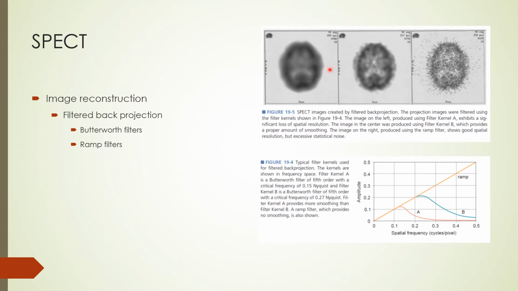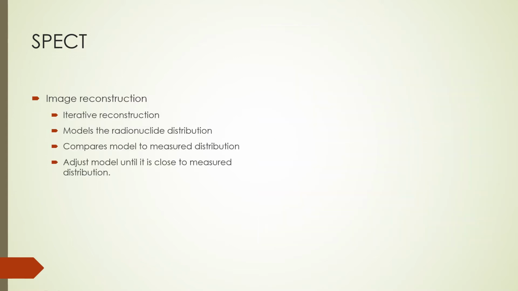The top picture shows a SPECT image created using different filter kernels. The first image shows too much smoothing, which corresponds to filter A in the graph below. The middle image showing proper smoothing corresponds to filter B, and the image at the top right showing no smoothing corresponds to applying just a ramp filter, as shown below. While filtered back projection imaging is computationally efficient, it assumes that projection images are perfect representations of the object being imaged.